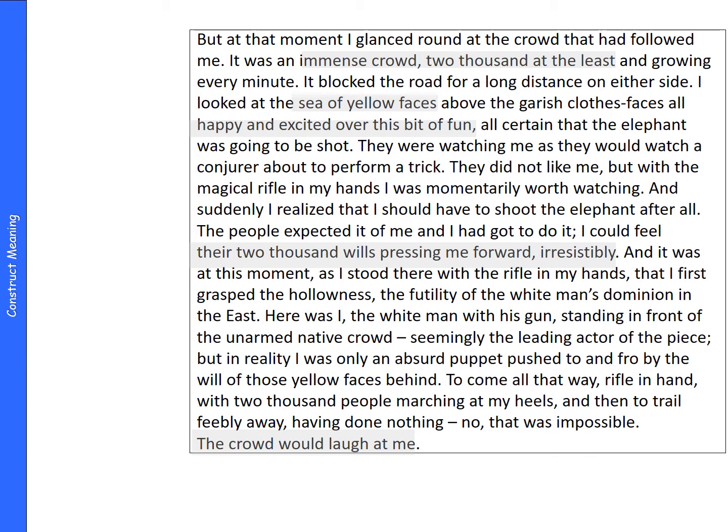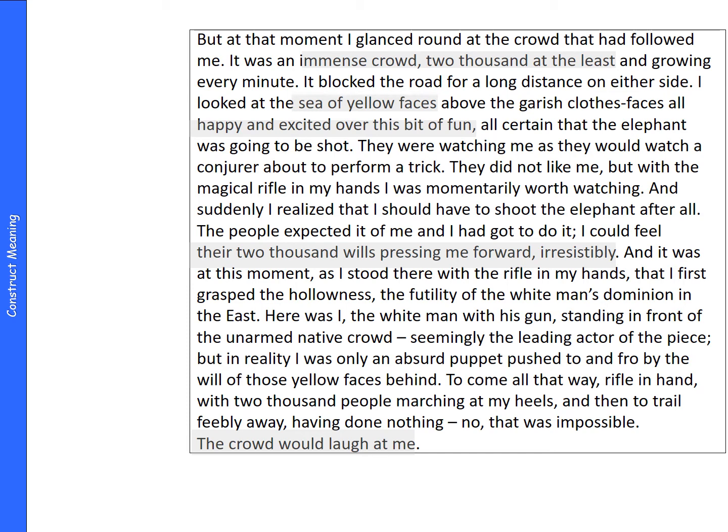And suddenly I realised that I should have to shoot the elephant after all. The people expected it of me, and I had got to do it. I could feel their 2,000 wheels pressing me forward irresistibly, and it was at this moment, as I stood there with the rifle in my hands, that I first grasped the hollowness, the futility of the white man's dominion in the East. Here was I, the white man with his gun, standing in front of the unarmed native crowd, seemingly the leading actor of the piece, but in reality I was only an absurd puppet pushed to and fro by the will of those yellow faces behind. To come all that way, rifle in hand, with 2,000 people marching at my heels, and then to trail feebly away, having done nothing? No, that was impossible. The crowd would laugh at me.